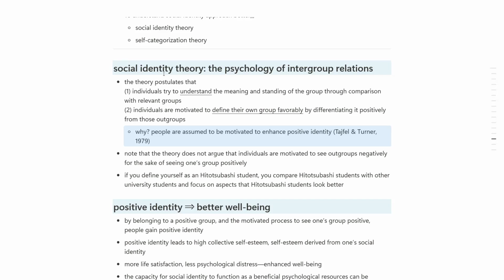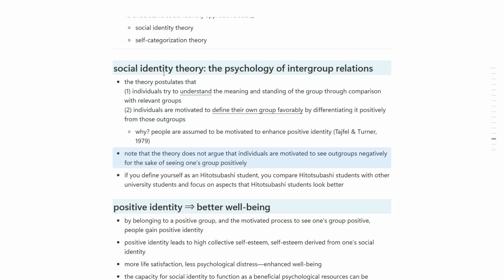And because of such tendency or innate trait, people also want to define their own group favorably. And the way they define their group favorably is to differentiate their group from other groups in positive ways. So if you want to see yourself positively, then you may look for positive traits of Hitotsubashi students, or you may look for positive traits of whatever groups you belong to.